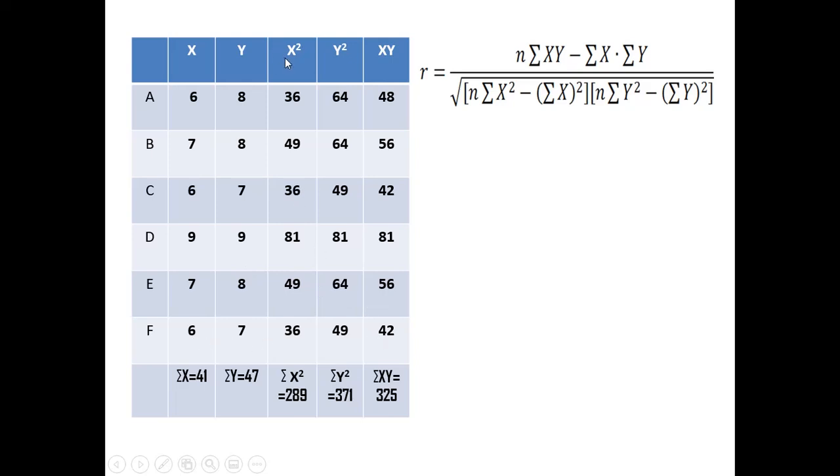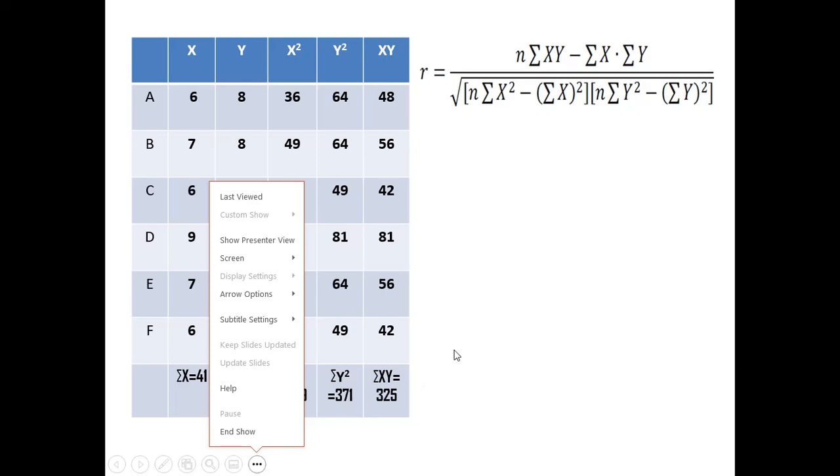And then, we're going to get the summation of all of this. Summation of x squared is 289. Summation of y squared is 371. How do we get all of this? So, we add. Add lang natin tong lahat. 36 plus 49 plus 36 plus 81 plus 49 plus 36. The same with y squared, 64 plus 64 plus 49 plus 81 plus 64 plus 49 equals 371. And then also add xy. So, ganyan siya.